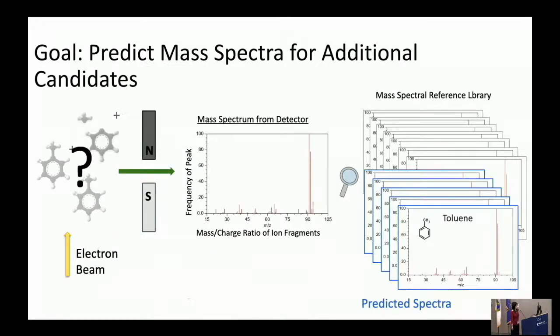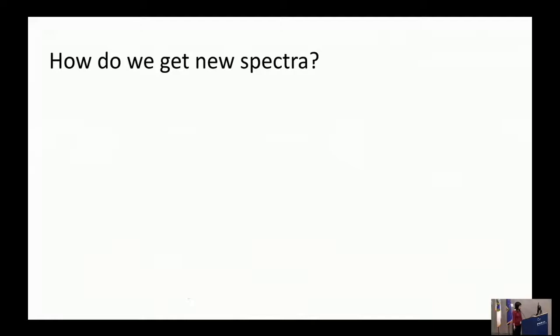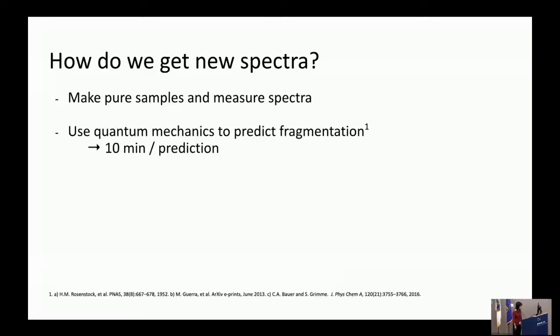So as a result, what you'd want to do is expand the existing libraries to include new molecules. So how do you expand the existing libraries? The idea is that once you expand them, you would be able to find some matches in the augmented part of the library, thereby helping to increase the coverage of the existing libraries. So how do we get new spectra? One way is to just make the molecules and then generate the spectra. But as you can imagine, this is a very costly process, and it might be difficult to tell how pure the sample is. Another method is to use quantum mechanics to simulate the fragmentation events.